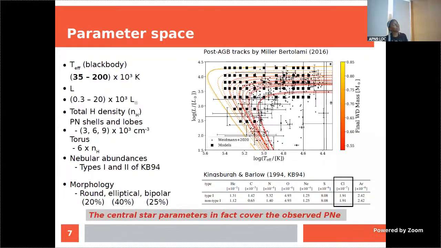Then we realized, when comparing our results with the results of other people that did the ICFs, the last one, for instance, Delgado-Inglada, that we should increase the temperatures to go much higher here, and also include the chlorine that we didn't in the very beginning. So we still didn't do even more models. But the important thing is knowing that the gas of the planetary nebula and also the central stars are well covered in these models.